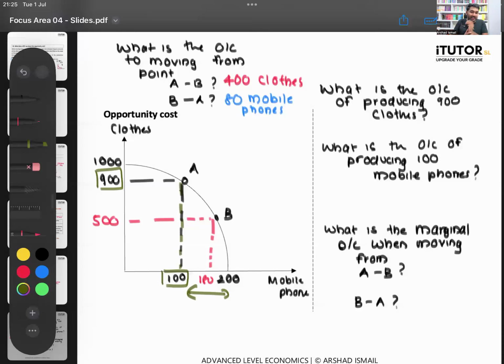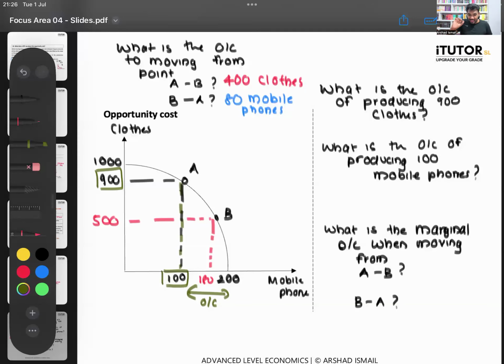This gap there, that is the opportunity cost answer. How much of phones can't you produce? You can't produce another 100, because if you are not producing any clothes, you can produce 200 phones, right?